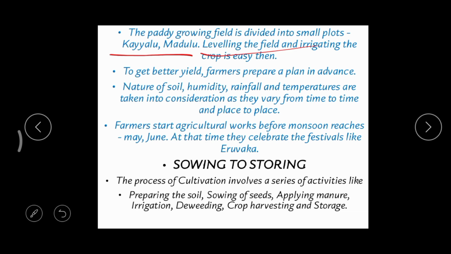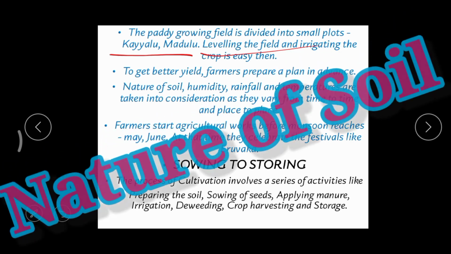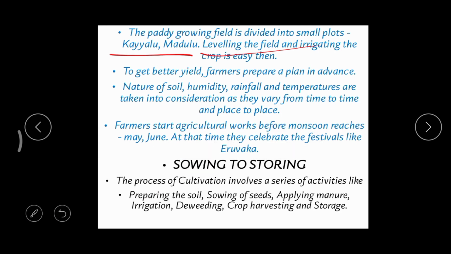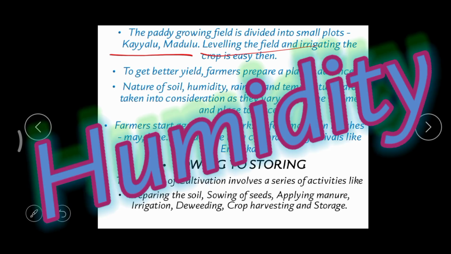In the same way, farmers also prepare a clear plan in advance. So here, nature of soil means the type of soil. That means whether the soil is a clay type, a sandy type, or a loam type. In this way, first they check the type of soil. The next is humidity. Humidity means how much water the soil is able to hold.